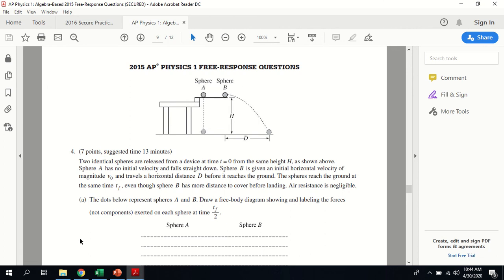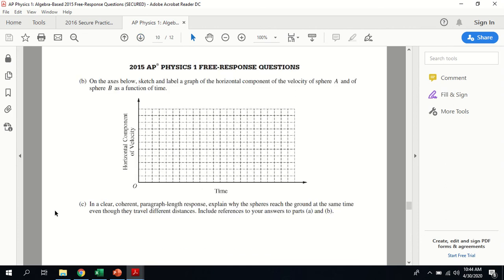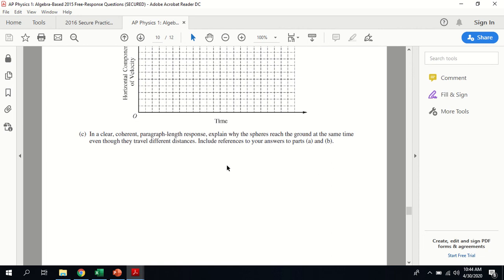Okay, now over here, then you get to your paragraph length response. Okay. Explain why the spheres reach the ground at the same time, even though they travel different distances. Okay. So in a clear, coherent paragraph length response. So in this one, usually in these paragraphs, we're going, what equation are we interested in? What equation is helping me determine the time it takes to hit the ground? All right. And in the end, that's the delta x equals 1/2 a t squared formula. I mean, that's really what it ends up being.